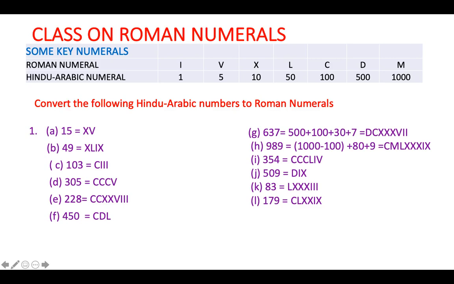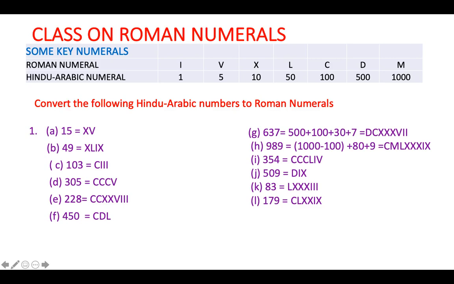Now we will move to the next number, that is 228. That is also very easy. 200 means 100 plus 100, that means C, C. Then 20 means 10, 10. And then 8 means 5, 1, 1, 1: 5, 6, 7, 8. So my number is 100 plus 100 plus 10 plus 10 plus 5 plus 1 plus 1 plus 1. So this is the number 228.